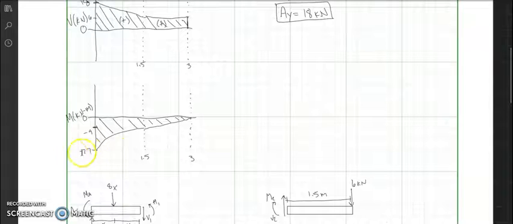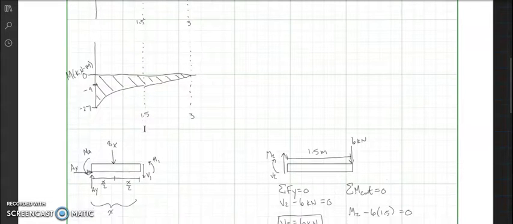We can go up here and see negative 27 on our moment. And for x equals 1.5, it goes up to negative 9.